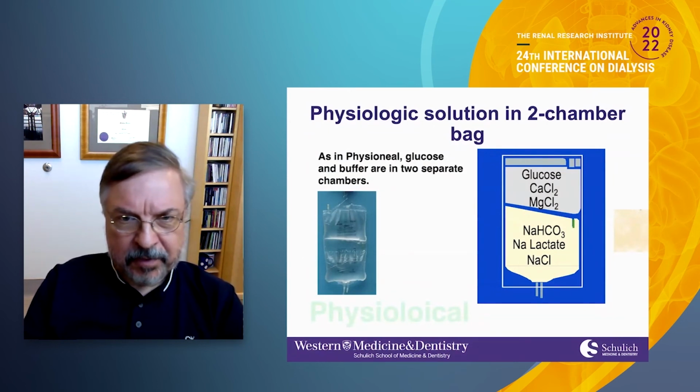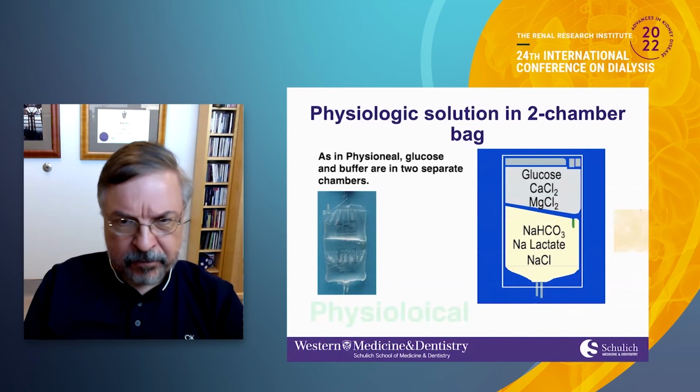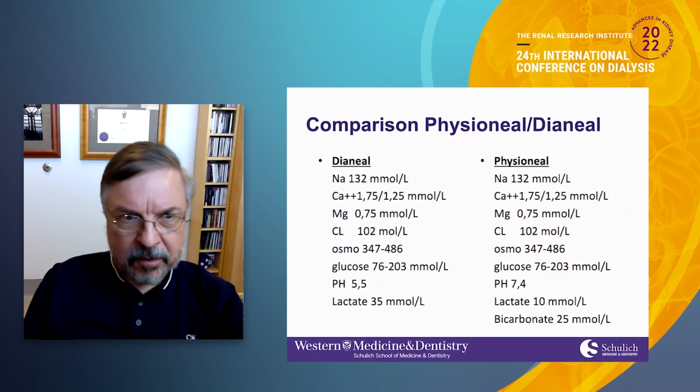So this is basically the idea of the bags that we are using in our center. You quickly break this before, and then the solution swirls in and has a physiologic solution afterwards. So what are the differences? The calcium, sodium, magnesium, and chloride concentrations are the same, as are the glucose and the osmolarity. But the main difference is that the pH is 2 pH units higher, and that there's much less lactate and much more bicarbonate in the solution.